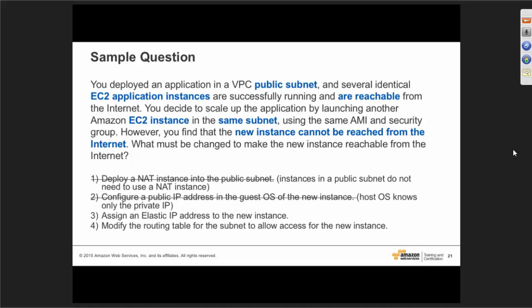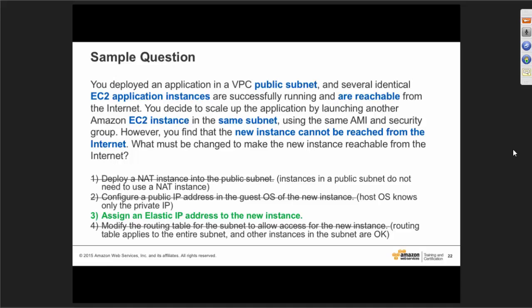Number 3, assign an elastic IP address to the new instance. That one sounds pretty good, knowing that elastic IP addresses are public IP addresses. So let's hold on to that one. The 4th one is modifying the routing table for the subnet to allow access to the new instance. Because the existing instances are fine, you don't want to modify the routing table because that would affect everything in that subnet. So it's not 4. The correct answer is then 3.